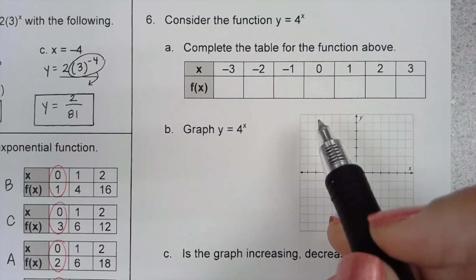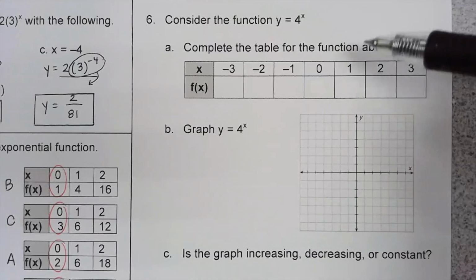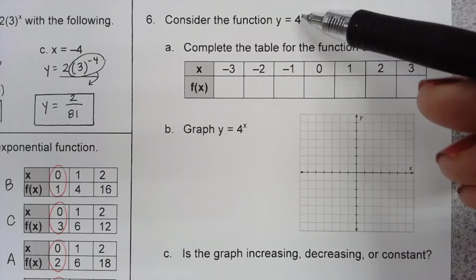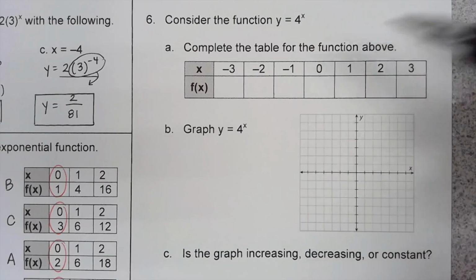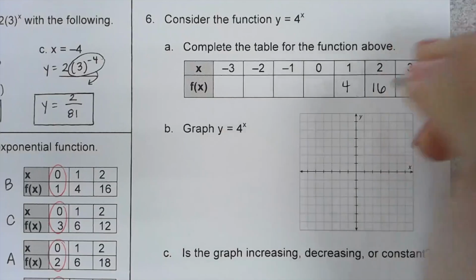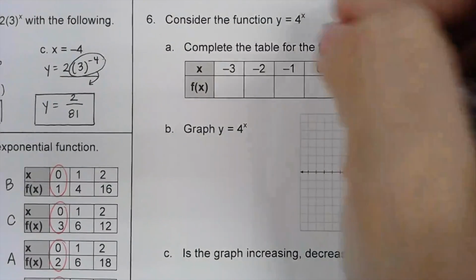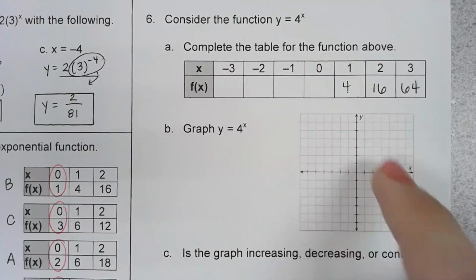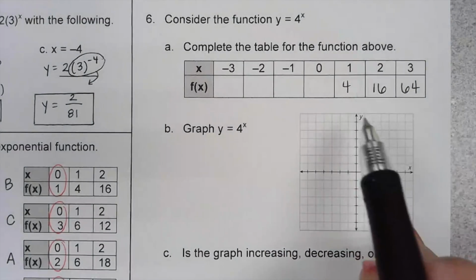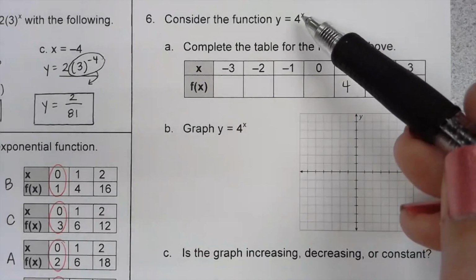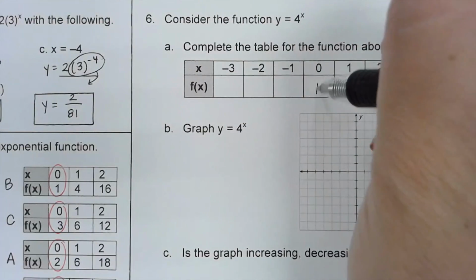I usually start with the positive numbers. So when you're plugging these numbers in, you're plugging them in for the variable x right here. So 4 to the x, 4 to the 1st power would give you 4. 4 to the 2nd power would give you 16. And then 4 to the third power, 4 times 4 times 4, that would give you 64. Some of these numbers aren't going to be able to fit on our graph when we graph it, but we're still going to fill them in on the table. When I plug in the number 0, anything raised up to the power of 0 is equal to 1.